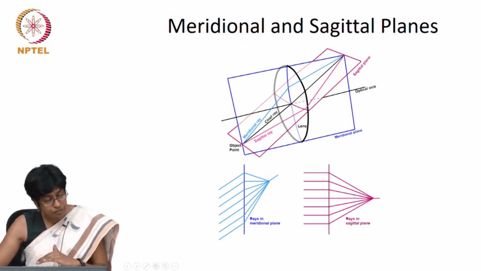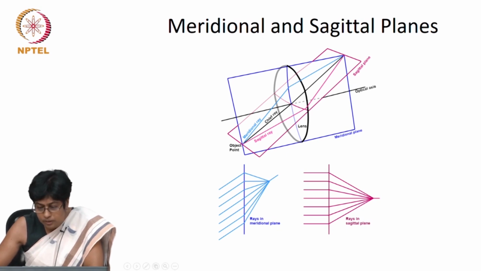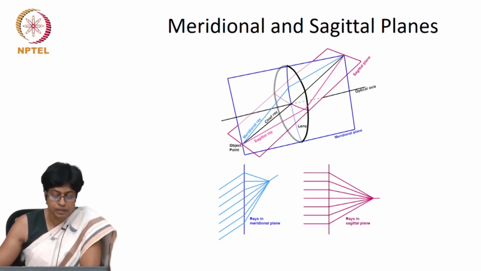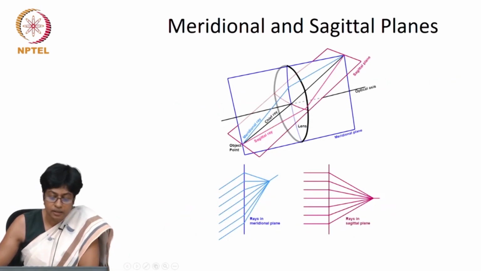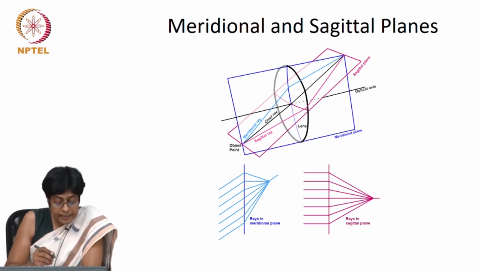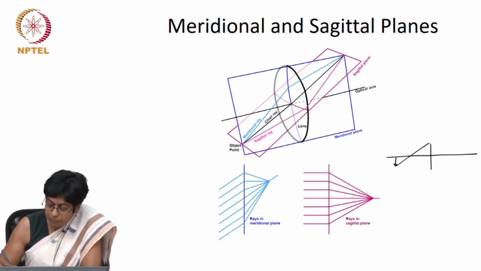And we define a sagittal plane. The sagittal plane is what is in this, I don't know if you call it pink. It's in a plane perpendicular to the meridional plane. So you have the optical axis here, you have the lens, and then you have this sagittal plane perpendicular. Now below, I'm showing you what I was just talking about. In this case, you can consider that this is your lens, this is your object, and you're looking at the rays coming from this point, the extreme point of the object.